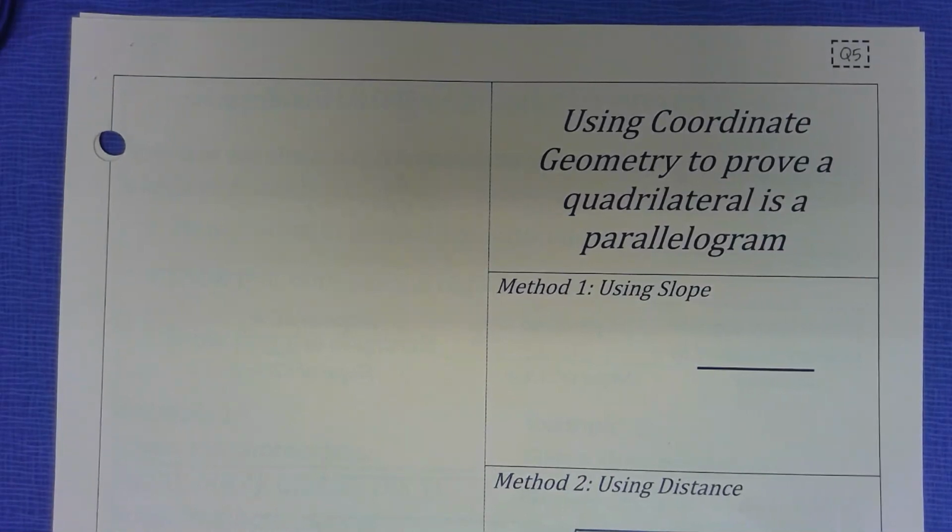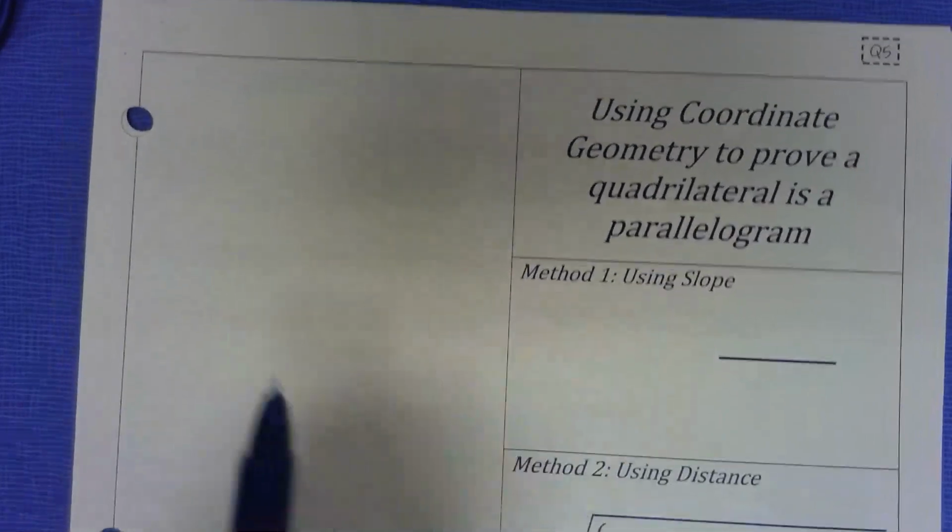Q5 is all about showing that the given coordinates are the vertices of a parallelogram or a square or a rectangle or a rhombus or a trapezoid or a kite. We're going to focus in our notes on just parallelograms, but the same principles can be used to show the other shapes are what they are as well, using the properties of those shapes.